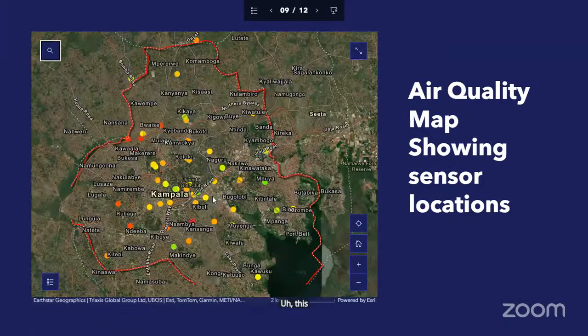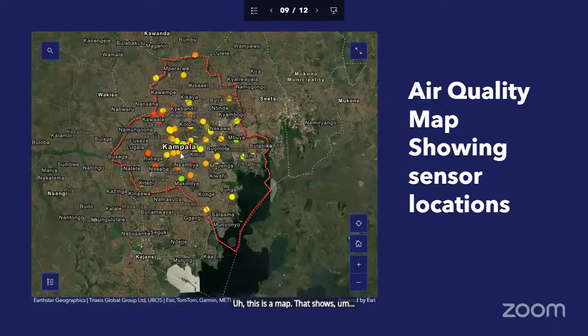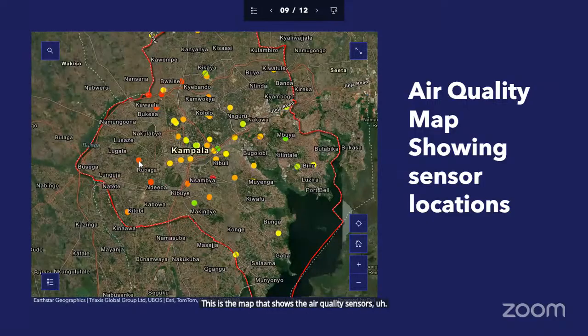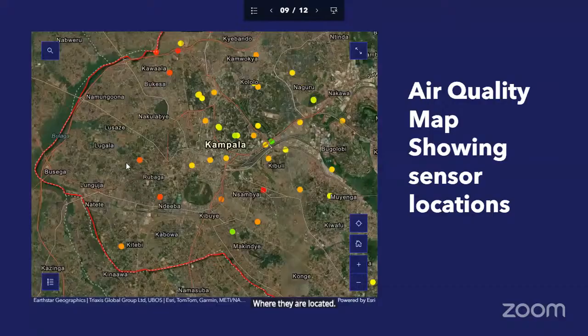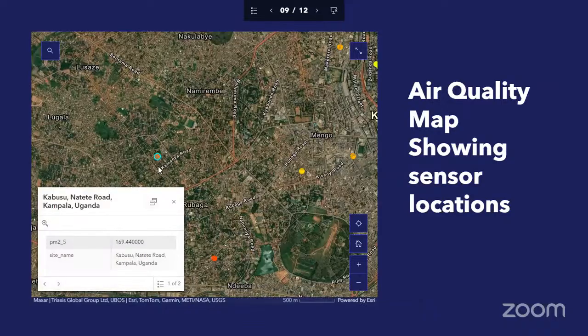This is a map that shows the air quality sensors and where they are located. If I click on one of the air quality sensors, it should give me the value of that sensor, of that air quality.